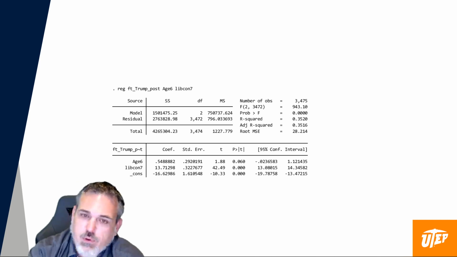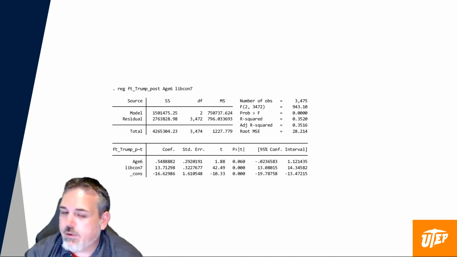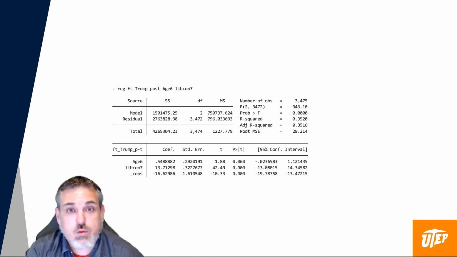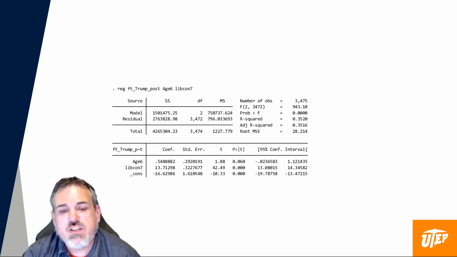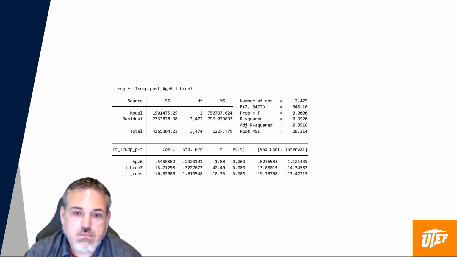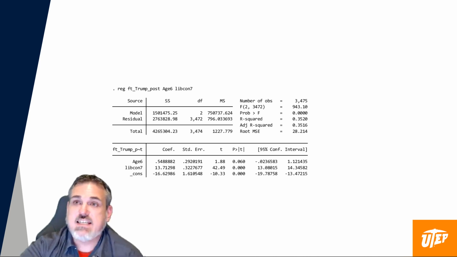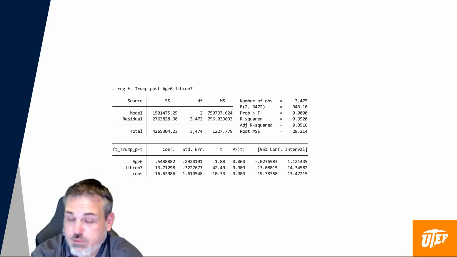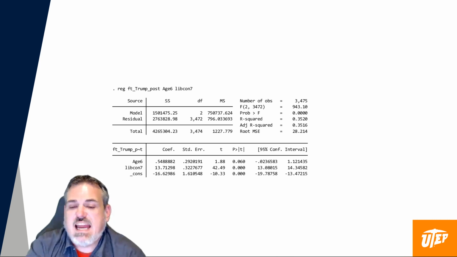Remember, it's a 7-point scale, ranges from extremely liberal to extremely conservative. Well, as you go up that scale, each step, so extremely liberal to liberal, the average difference in terms of approval of Trump is 13 points. That's huge. And so you can see how that variable has a significant effect on the outcome, on approval for President Trump, whereas age, not so much.